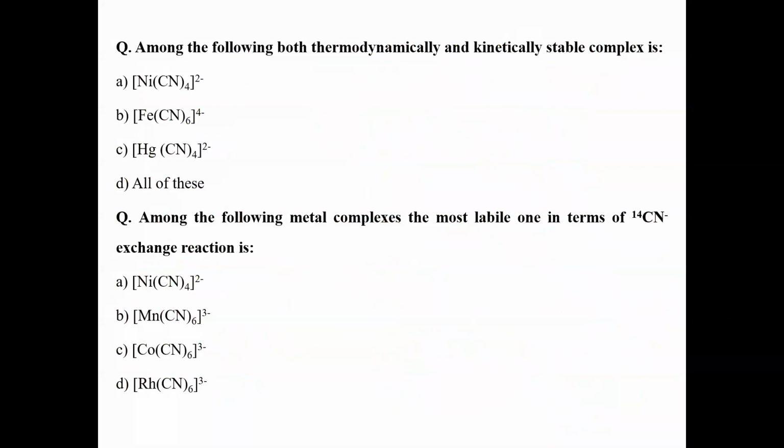And the second one is: among the following metal complexes, the most labile one in terms of this exchange reaction. Which one will show the most lability in terms of this cyanide exchange? Basically, this is isotopically substituted cyanide, used to know whether the ligand is exchanged or not, right? To basically differentiate from this one. So you are given four complexes. Just identify which will be the most labile one. One is tetrahedral, the other three are octahedral complexes.